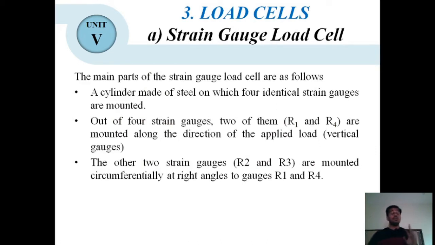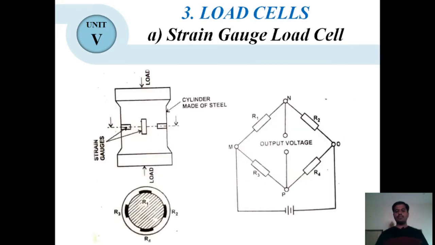Here, 2 strain gauges are placed opposite each other on the cylinder. One is placed on one side of the cylinder and the other on the other side. Next, R2 and R3 are perpendicular to R1 and R4. So these are placed like this. The other two strain gauges, R2 and R3, are mounted circumferentially at right angles to the previous ones, that is R1 and R4. These are R1 and R4, which are placed at right angles to R2 and R3.